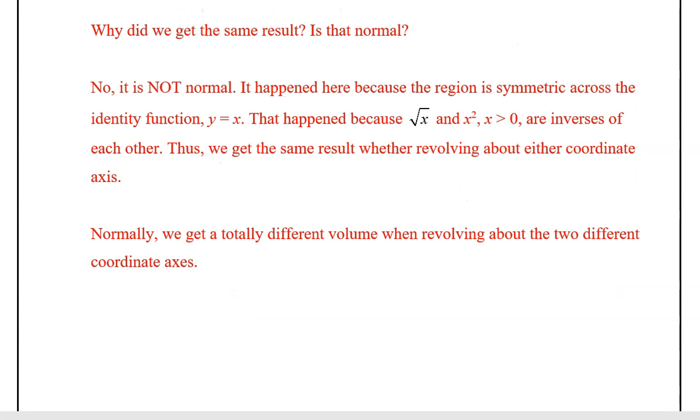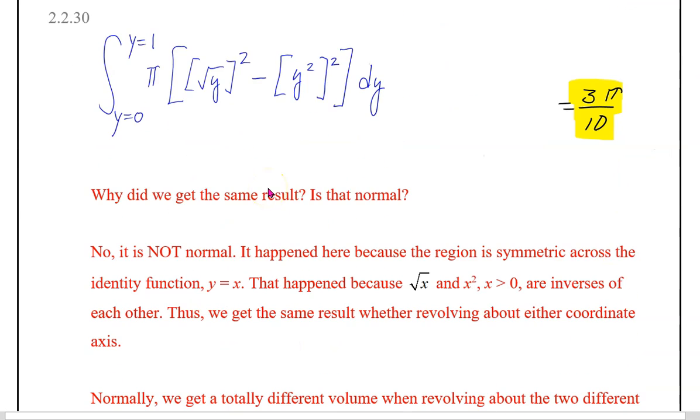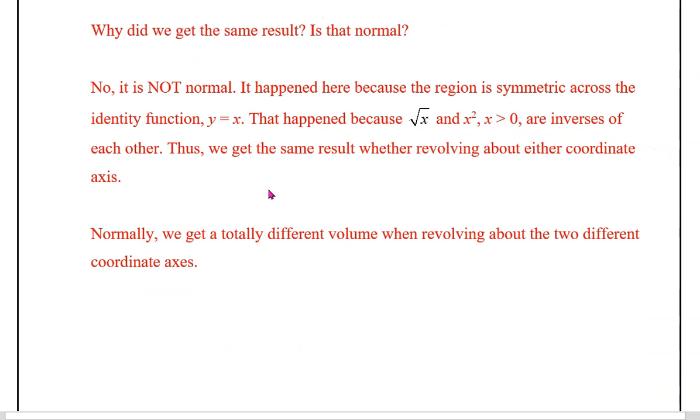That is not really a normal result. Normally we get a totally different shape and a totally different volume. However, it happened here because the region is symmetric across the identity function y equals x. That happened because the positive square root of x and the graph of x squared only from x greater than 0 are true one-to-one inverses of each other. That is, they line up across that identity function, and they form exact mirror images of each other across that line. Therefore, when we rotate around the x or the y, we get the same shape.